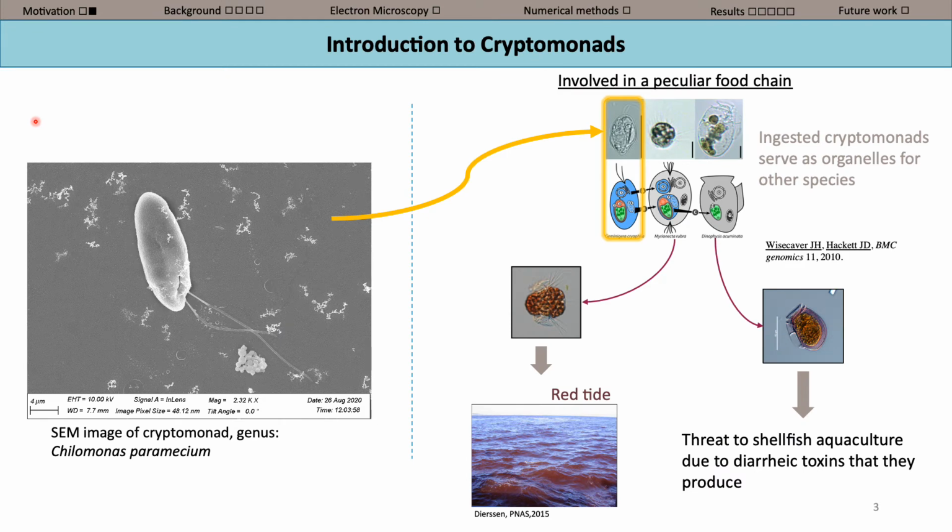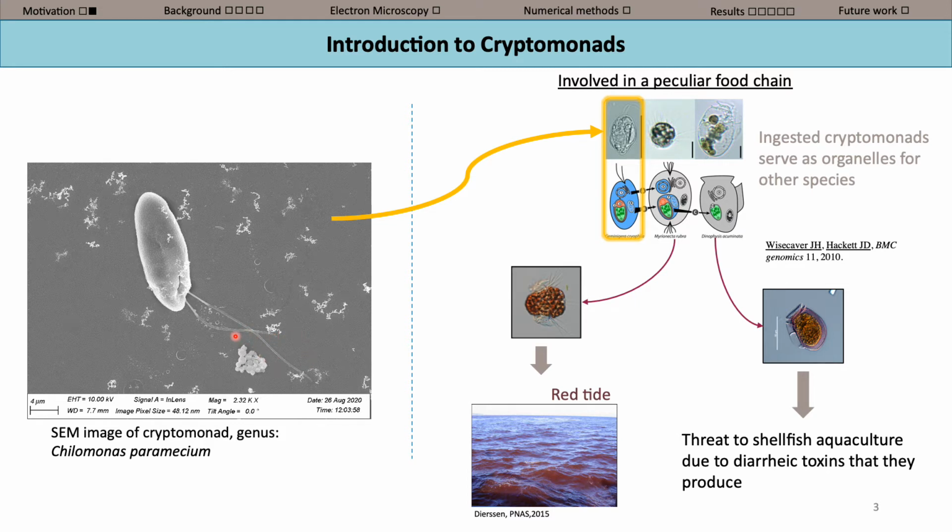In our research work, we will study cryptomonads, which are unicellular eukaryotes that can be found in both marine and freshwater environments. In this picture, you can see the genus of cryptomonad called Chilomonas paramecium. You can see that it has a flattened and elliptical body with two unequal flagella, a longer one and a shorter one.